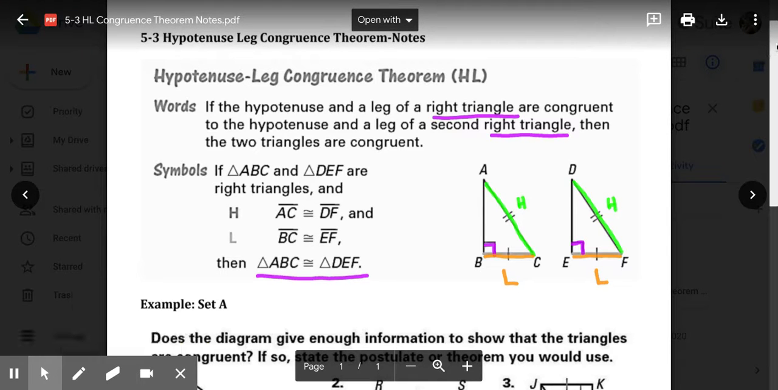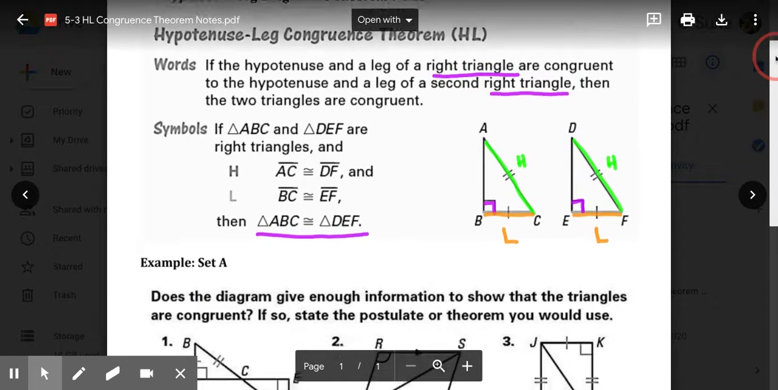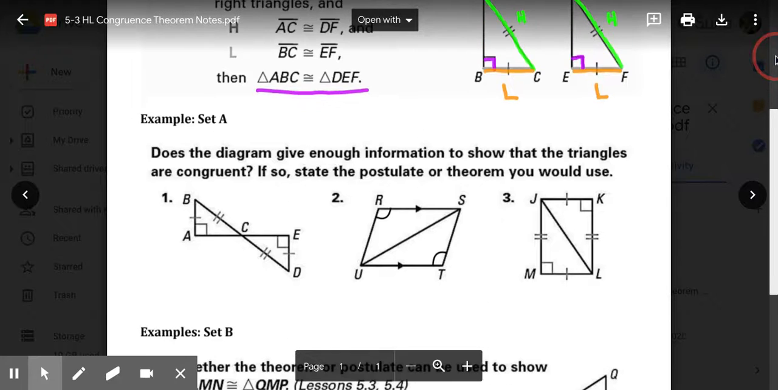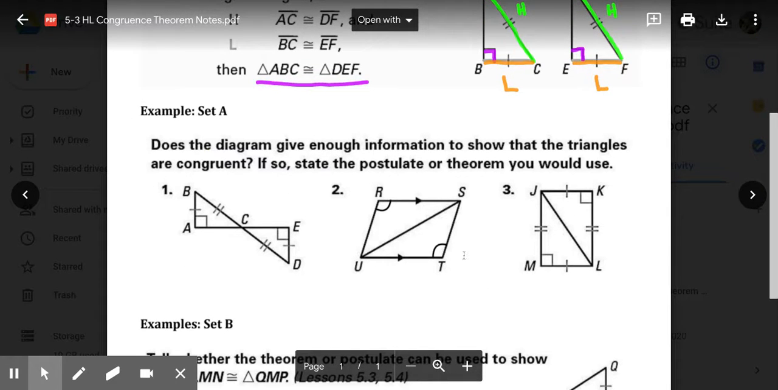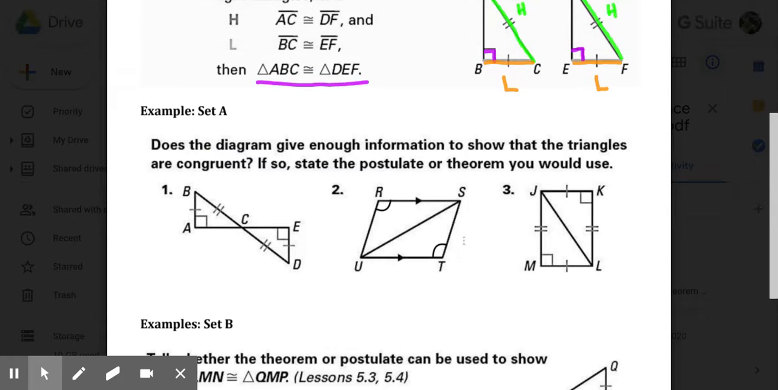All right, now that's the basics of the theorem. Let's go ahead and look at some examples. In these examples, it wants us to say whether or not the two triangles are congruent. If so, state the postulate or theorem that we used.